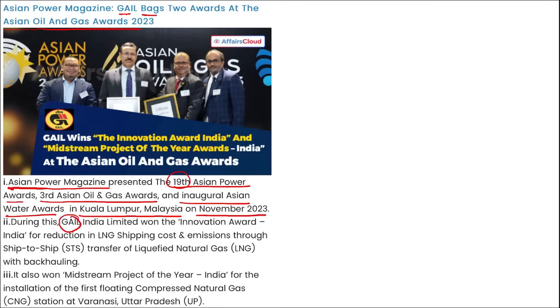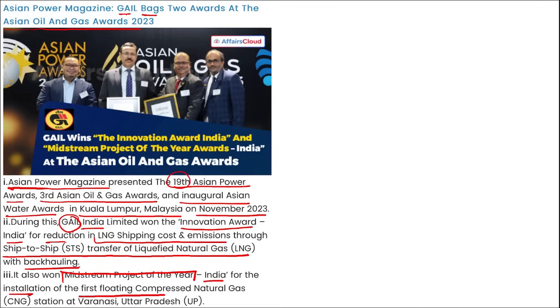During this, GAIL, that is Gas Authority of India Limited, won the Innovation Award India for reduction in LPG shipping cost and emissions through ship-to-ship transfer of liquefied natural gas with backhauling. It also won the Midstream Project of the Year Award for India for the installation of the first floating compressed natural gas station at Varanasi, UP. Correct? So these both are important terms. Do take a note, and it was won by Gas Authority of India Limited.